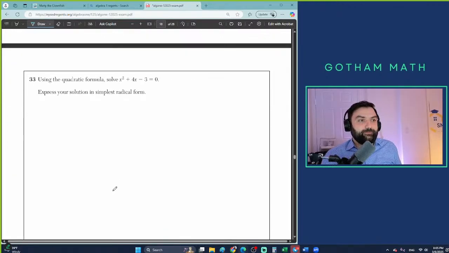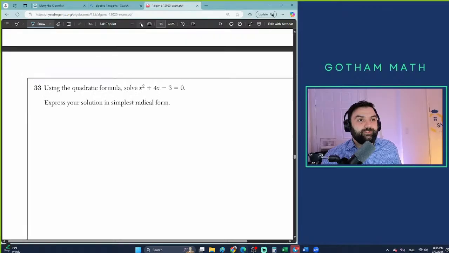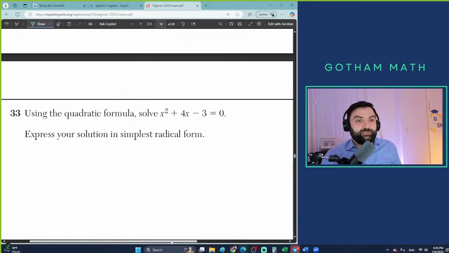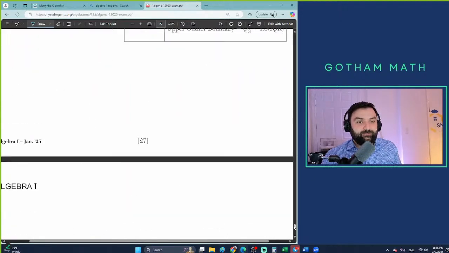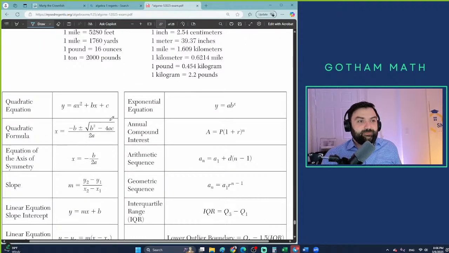number 33. Oh, look at this, guys. A second problem with a quadratic equation. Now we have to solve it using the quadratic formula. There was a completing the square one, and now there's one with the quadratic formula. So if you don't know the quadratic formula, don't panic. It's there. It's given. It's right in front of you. Say thank you, that you don't have to memorize it.